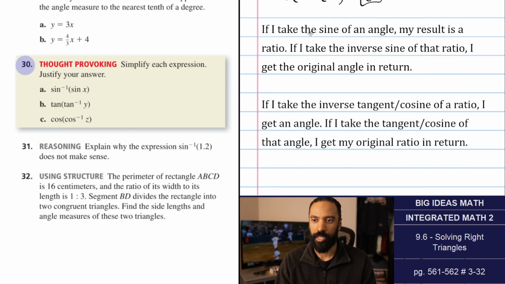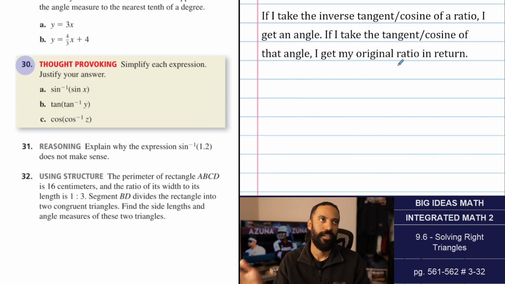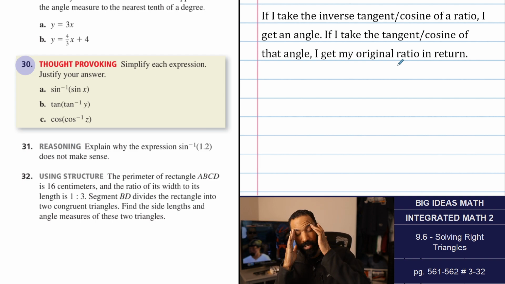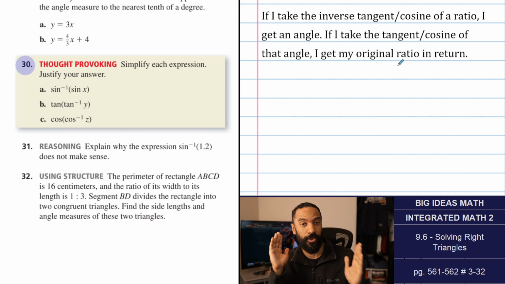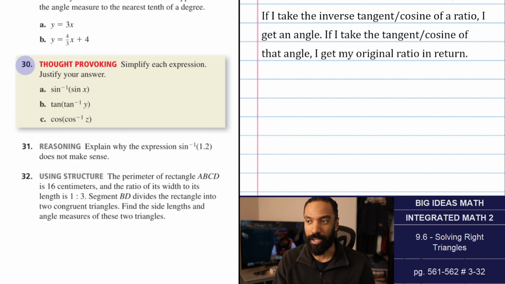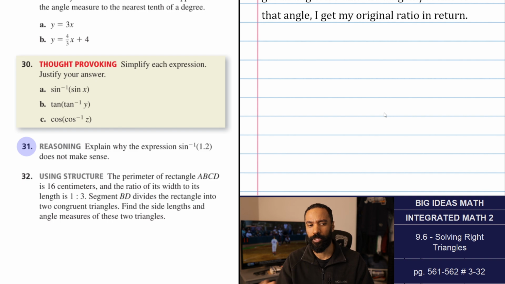There are exceptions for things that are more than 90 degrees. When you take the inverse sine or tangent of something, you'll get something between negative 90 and 90, and for cosine you'll get something between 0 and 180. Not going to explain those; those are saved for IM3 and pre-calc. But the point is, you won't always get the same thing back, but you'll get the reference angle back when you do those. Okay, number 31.